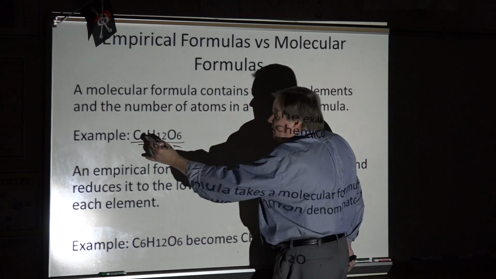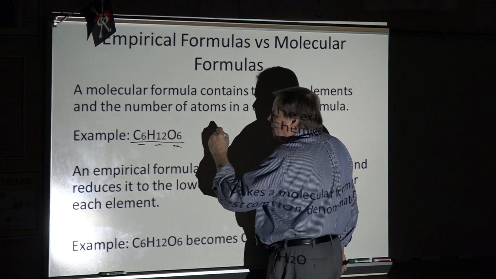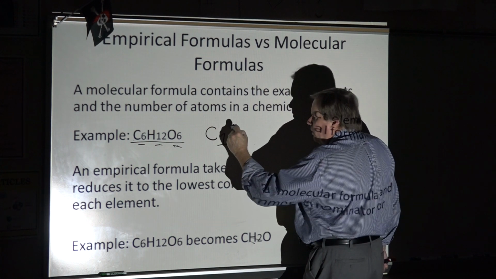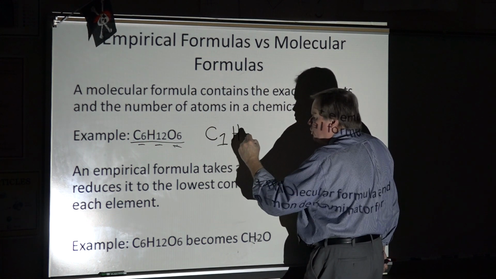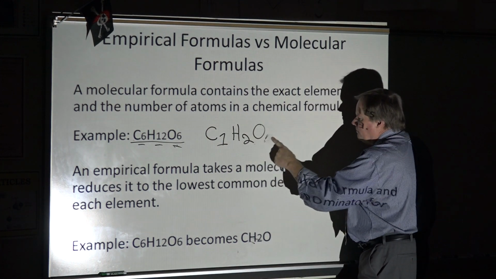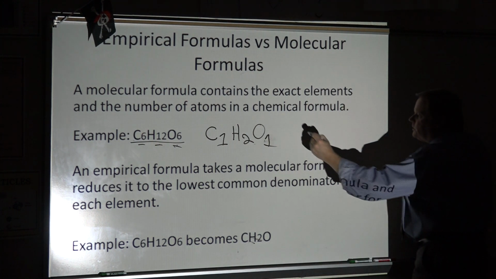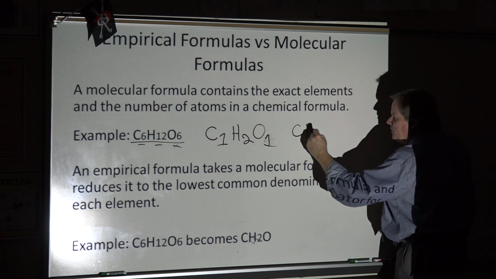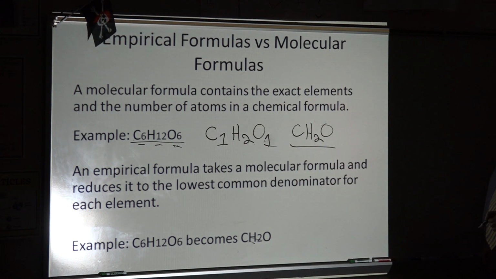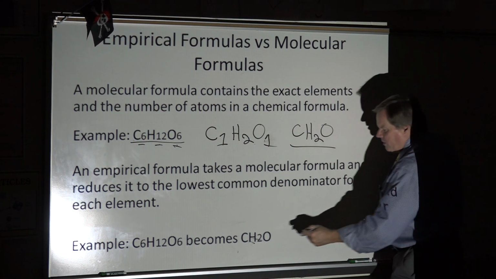We see that 6 is the lowest common denominator, so I'm going to divide everything here by 6. We're almost done. And we're going to wind up with C1H2O1. And we don't write the ones, as you guys know by now. And so our empirical formula for glucose is CH2O.